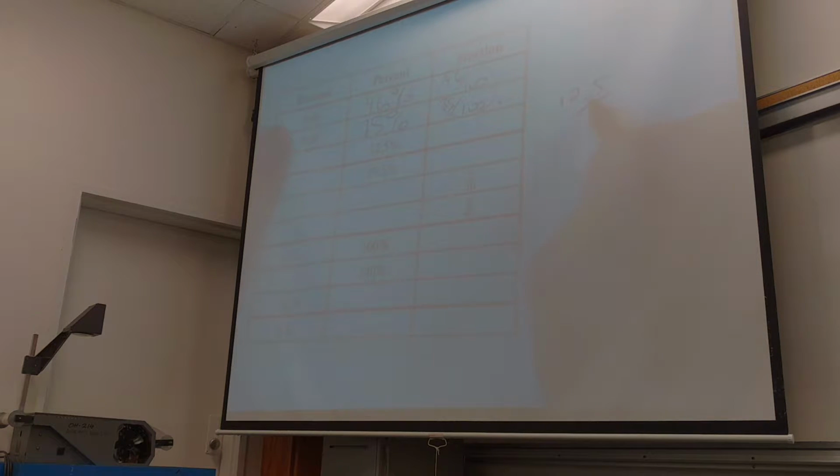So one way to take care of that is, I want to move this decimal over once. How do I move the decimal over once? I multiply it by 10. Well, if I multiply the top by 10, I better multiply the bottom by 10. So if I'm going to move the decimal once, I better move this decimal once. Now it's 125 over 1,000.